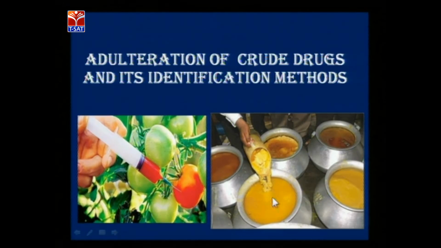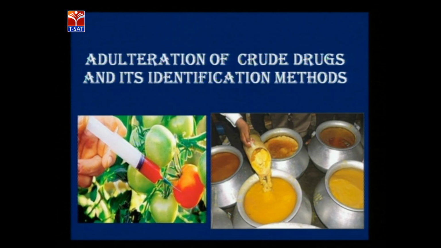TSWREIS, look at this picture. Here, this is a foreign material and these are the pure substances. What the picture is indicating here is that this foreign material is added to these pure substances. This is called adulteration. Now look at this picture. This is a chemical and these are all tomatoes. Here, this chemical is artificially injected into these tomatoes. This is called adulteration. The addition of any foreign material to a pure substance is called adulteration.